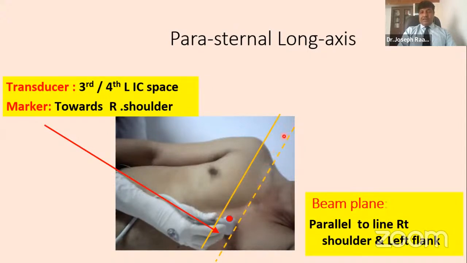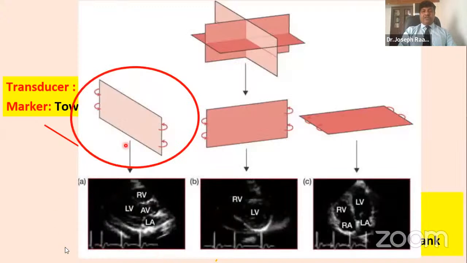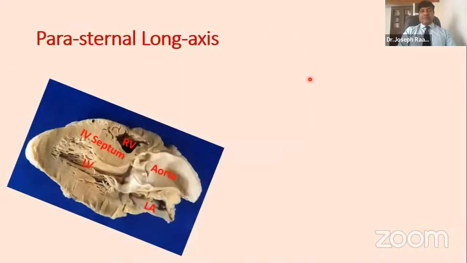That sagittal plane of the heart is the one we want, so the plane should be between the right shoulder and the left. When this beam intersects the heart, this is the one we are talking about. It's a long axis plane. This is the one which we are going to study now.